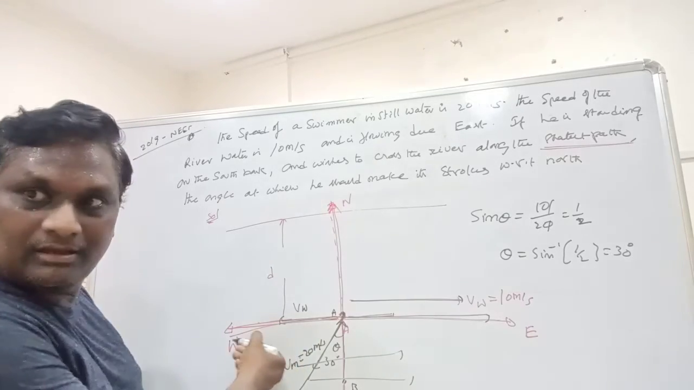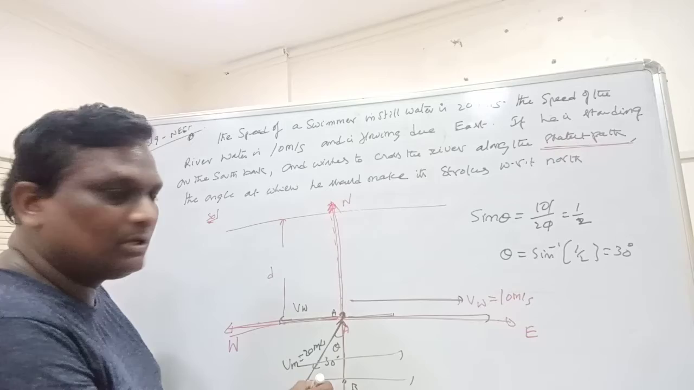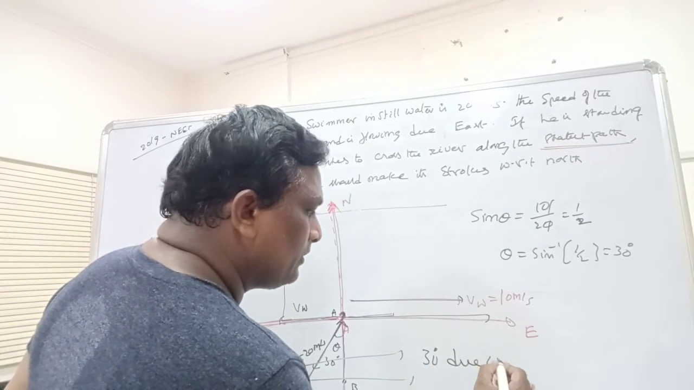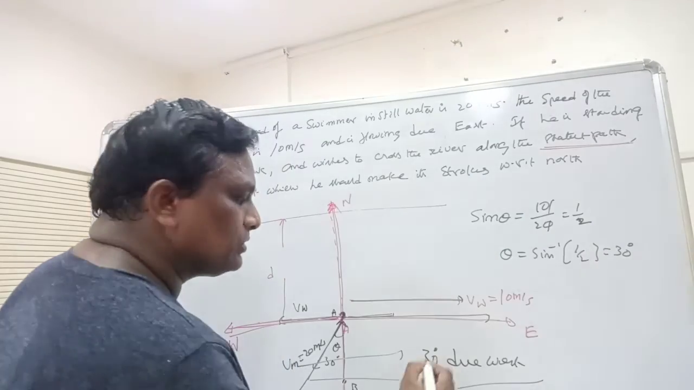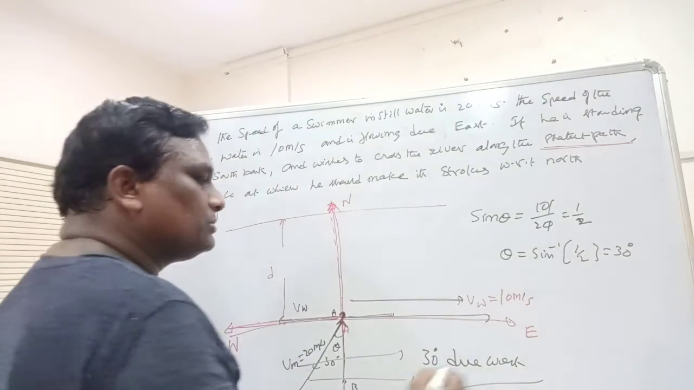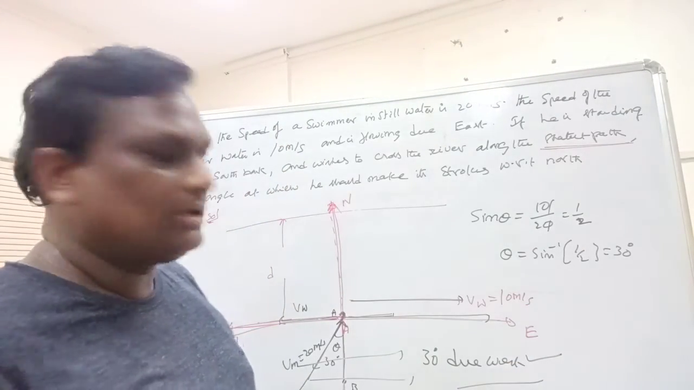This is west only. Why? Because I have taken the opposite direction. So 30 degrees due west. See the answer, please. The answer is 30 degrees due west.